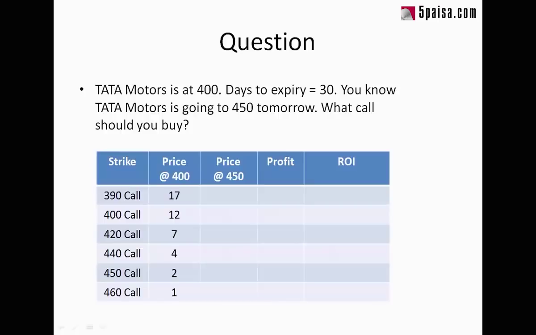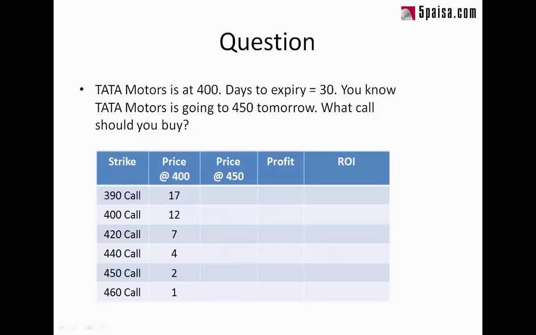So anyway, what call should you buy if you believe that Tata Motors is going to 450 tomorrow, which is roughly 12%? These are the prices of options of various strikes. As you can see, the lower strike calls are pretty expensive because they are very likely to make money, and the higher strike calls are fairly cheap. In fact, they are very cheap because they are less likely to hit.